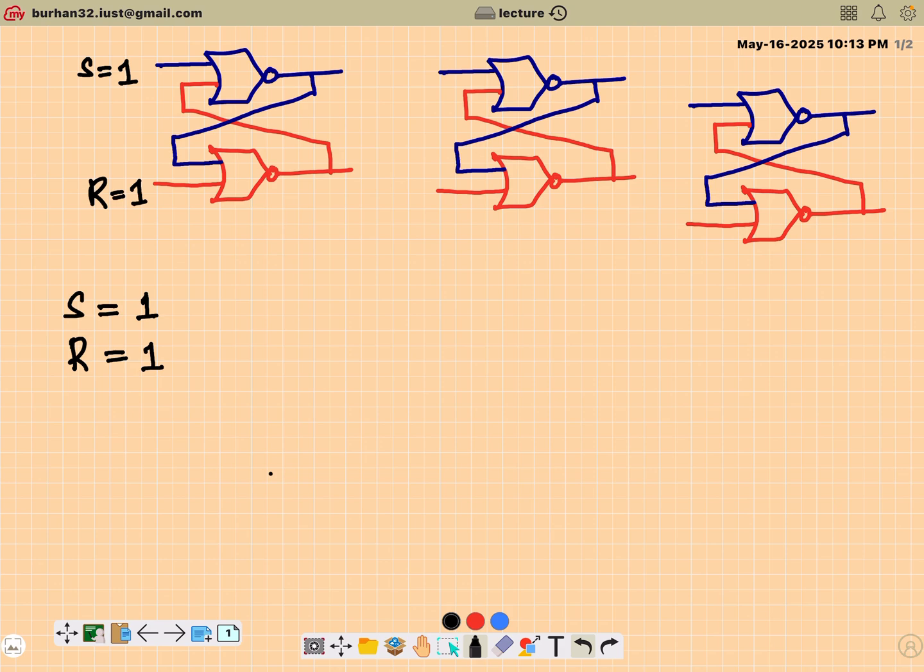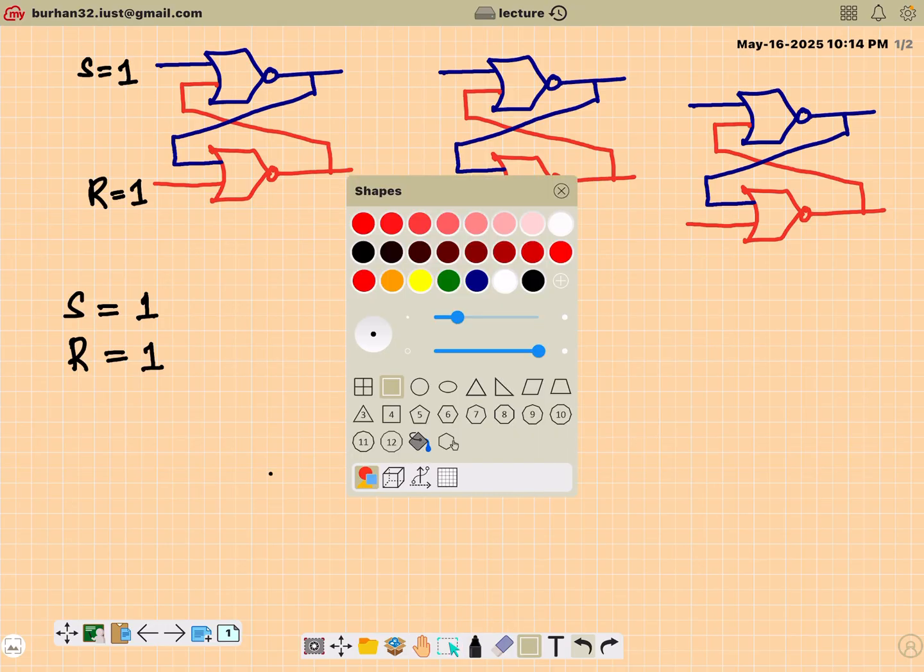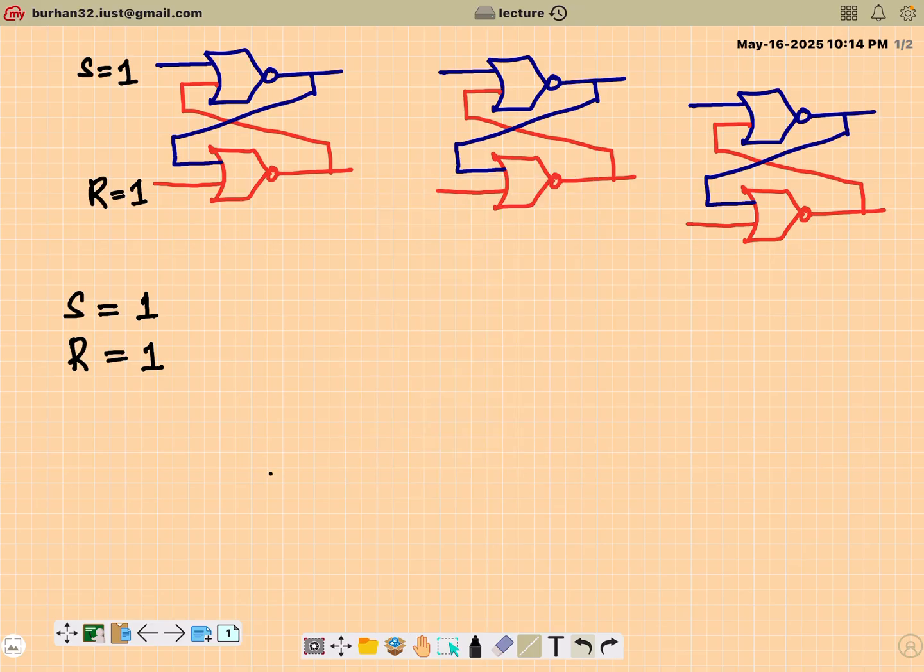Now, both the NOR gates, the blue one and the red one, have one of the inputs as 1. And the behavior of the NOR gate is that when one of the inputs is 1, the output will always be 0. So this means that both the NOR gates instantaneously will have output as 0. That is the convention we have been using. So Q will be equivalent to 0, and simultaneously Q bar will also be equivalent to 0.